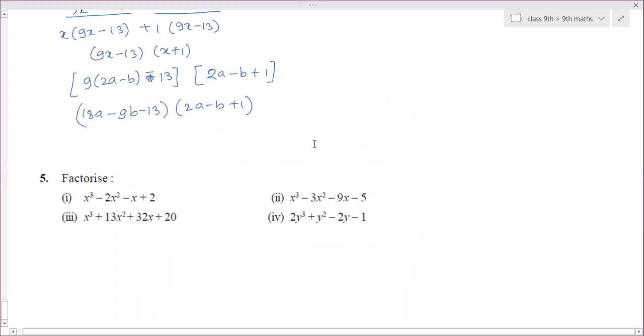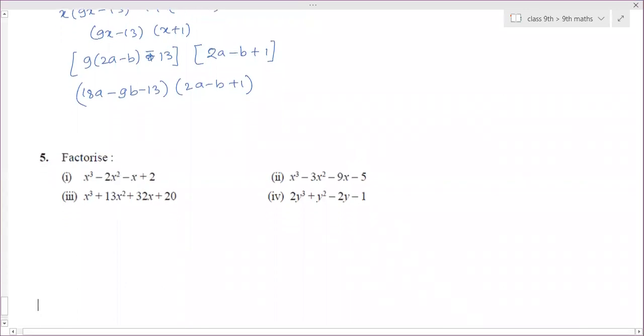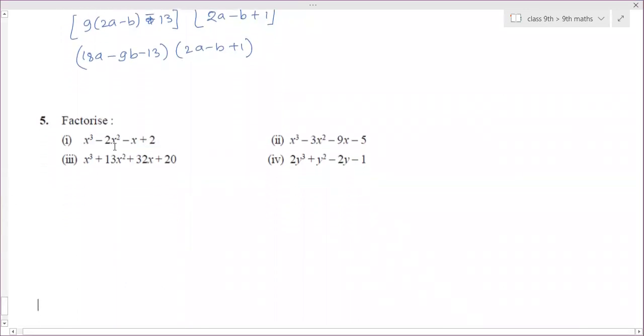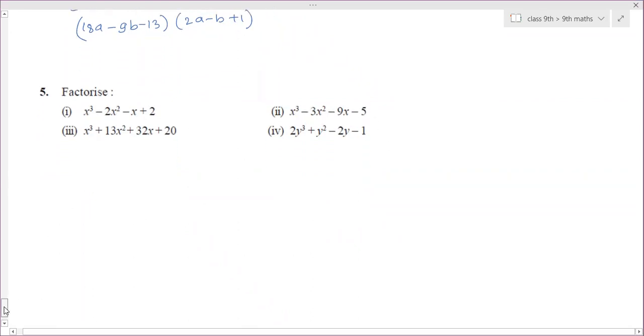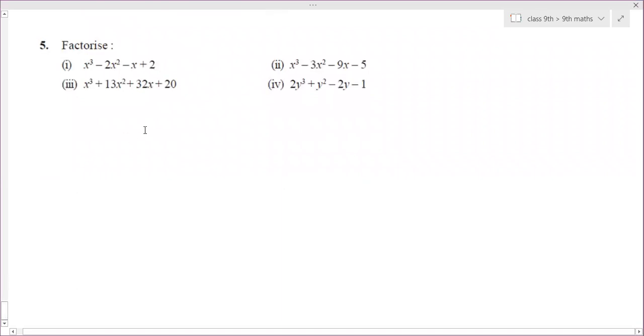So how to factorize this? The first one you can easily factorize directly, this separately and this separately. But every time this will not work out. Here you cannot factorize the first two terms and the second two terms separately. That way it will not work out. So what you have to do is a very long process, and this is a 3-mark question. Here you have to use the long division method for factorizing it. So what we have to do, first step, find one zero of this polynomial.